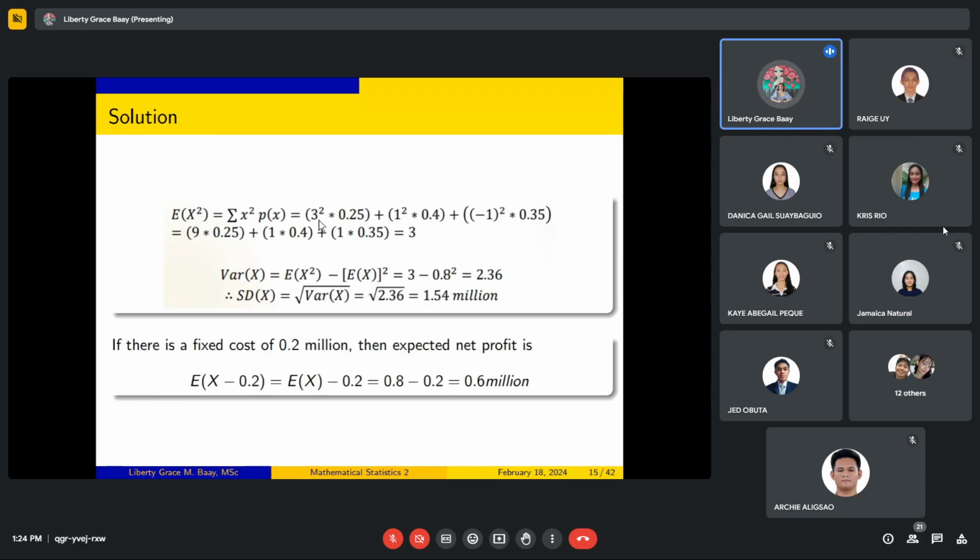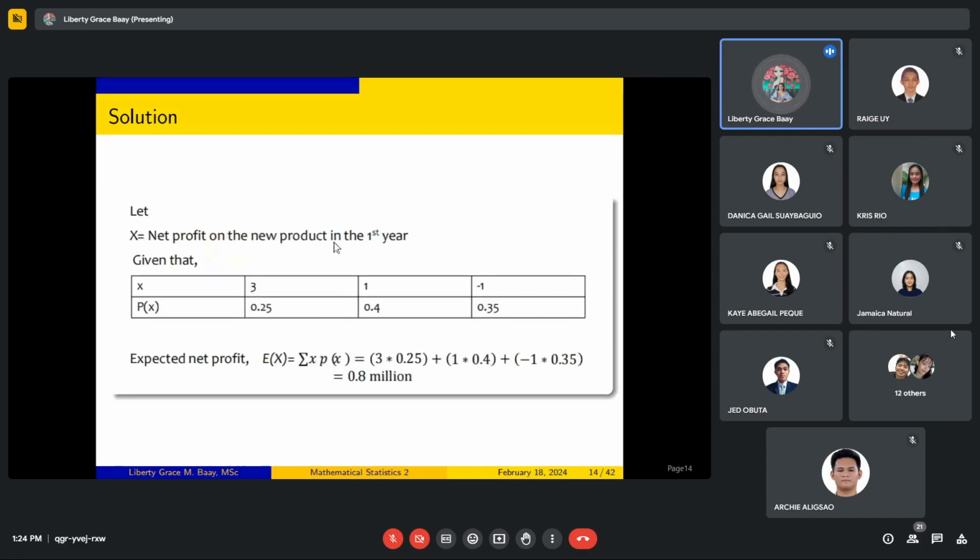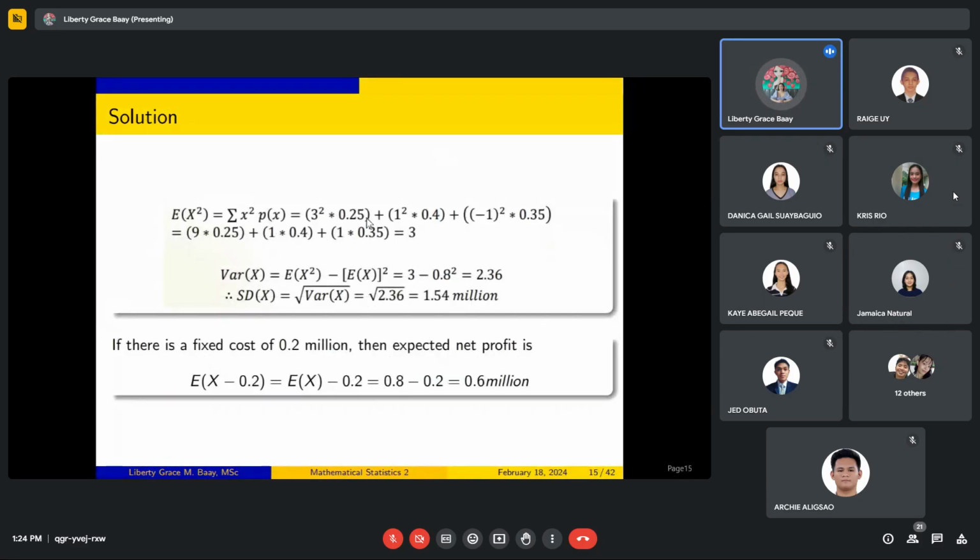So we square your x values, which are 3, 1, and negative 1. So you have 3 squared times the probability, which is 0.25, plus 1 squared times 0.4 plus negative 1 squared times 0.35. Calculating, we get 3. So the expected value of x squared is equal to 3.